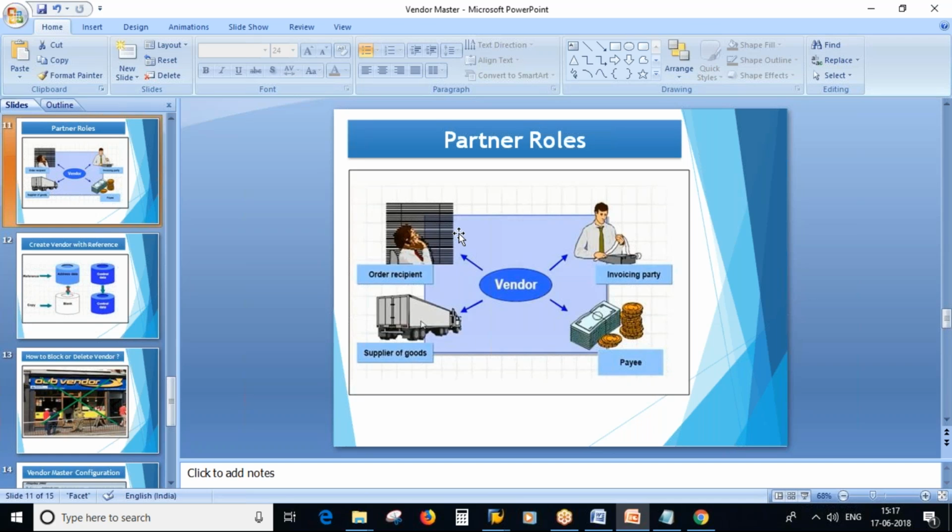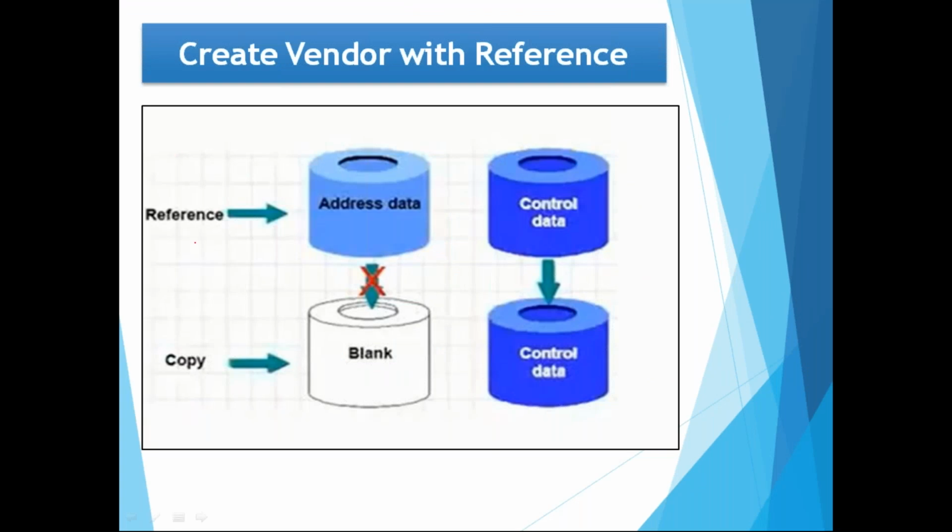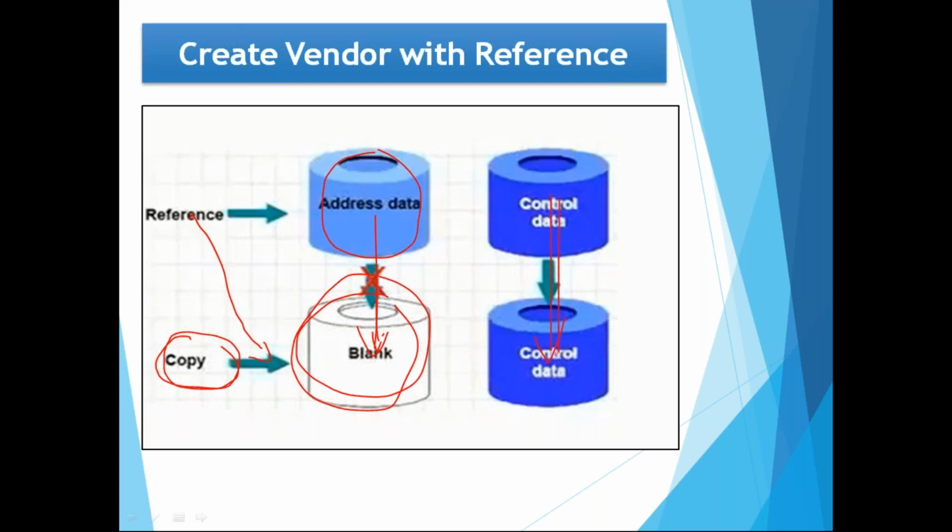Now the next one we'll be discussing is create vendor with reference. That means when you are creating a new vendor, you can copy from an existing vendor. When you do that copy, the system will not copy the address of that reference vendor, but it will copy all the remaining data, his control data. Address will not get copied.